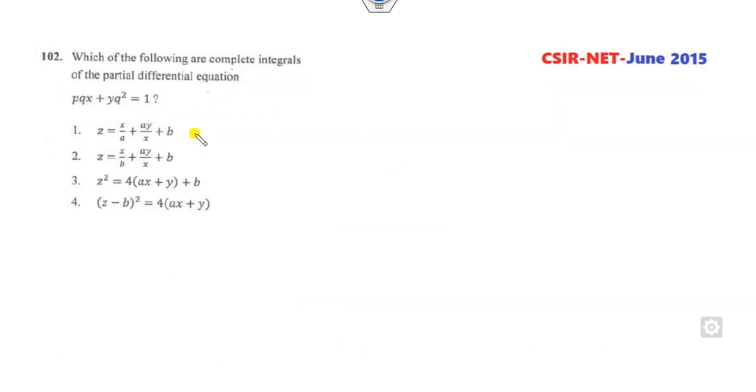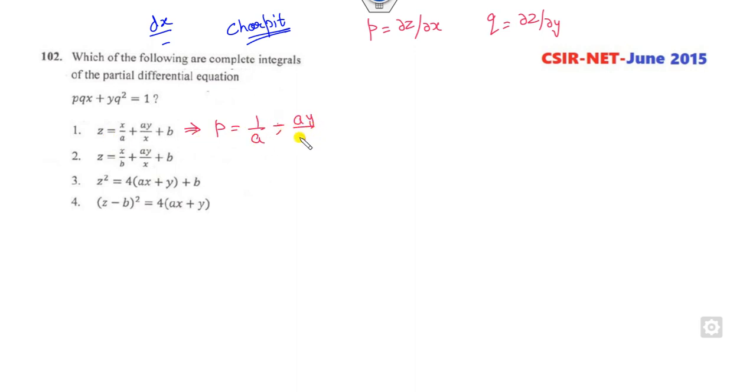Okay, which of the following is the solution? This is non-linear, so you can never solve it in this manner. You have to solve it using the Charpit method, but I will tell you the shortcut for you. You can find the value of p from here. We all know p is the partial derivative with respect to x, and the partial derivative with respect to y is q. What is p? 1 over a minus ay over x square. What is q? Partial derivative with respect to y.